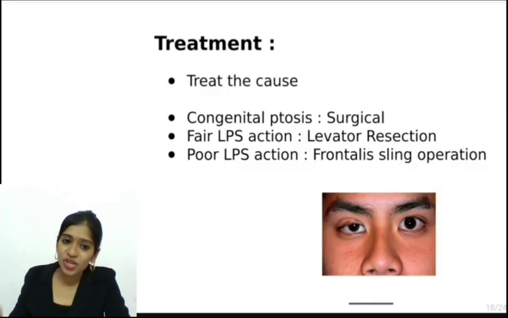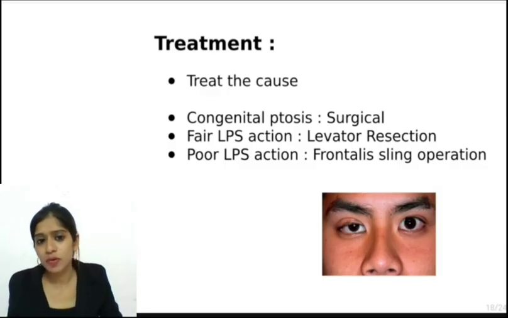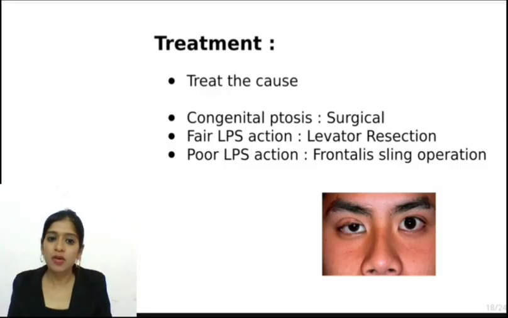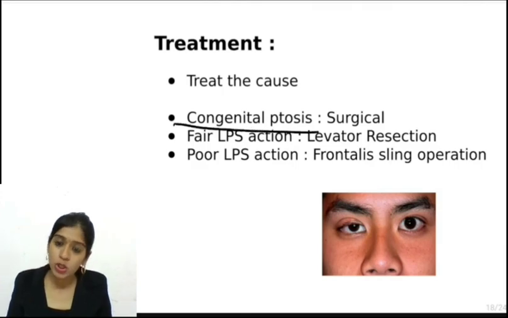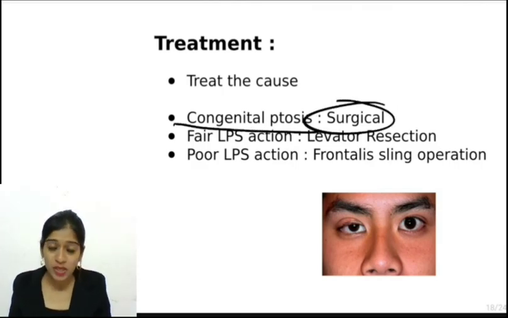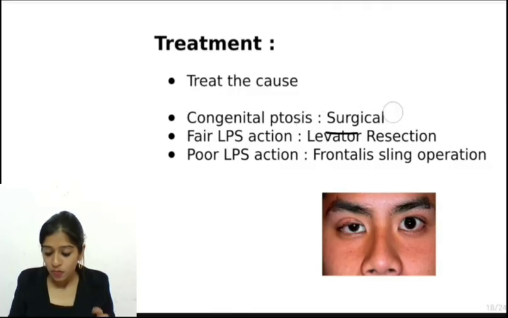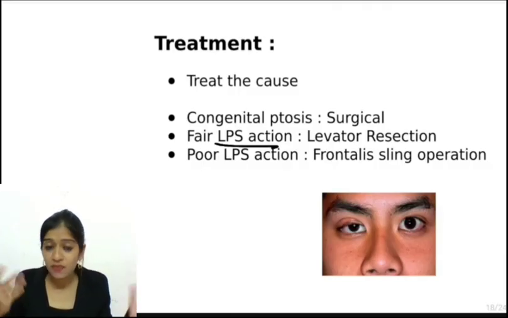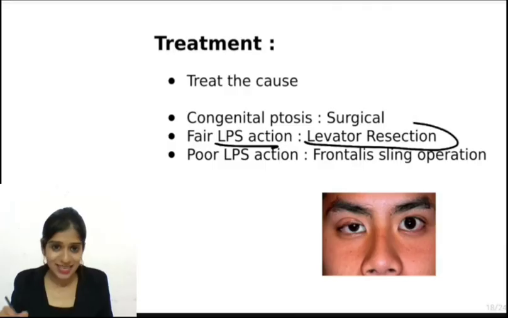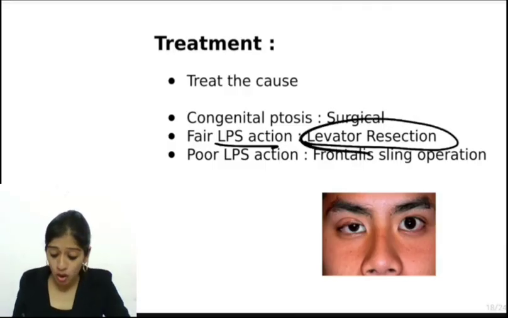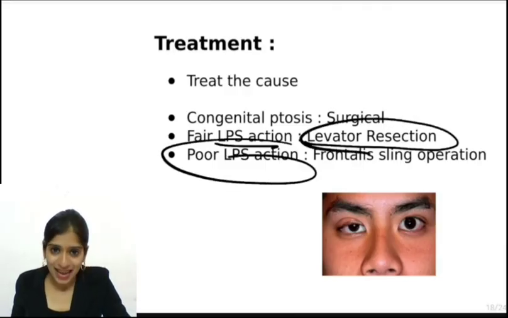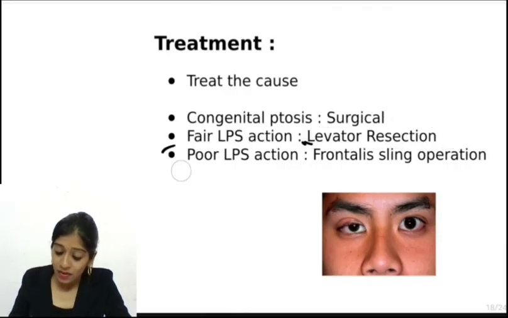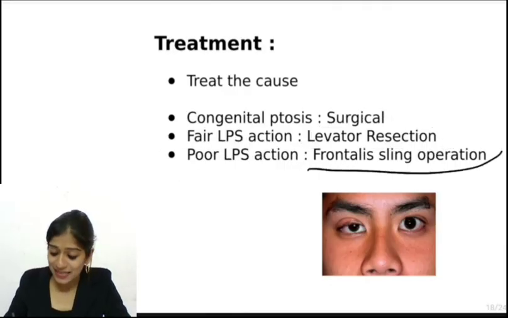For the treatment, you treat the cause. There are many reasons why ptosis can occur, so you basically treat the cause. If it is congenital ptosis, then the option is surgical treatment. Now the question they ask is, if the patient has good LPS, levator palpebrae superioris, action, then the surgery you do is levator resection. If the patient has poor LPS action, then the surgery you do is the frontalis sling operation.